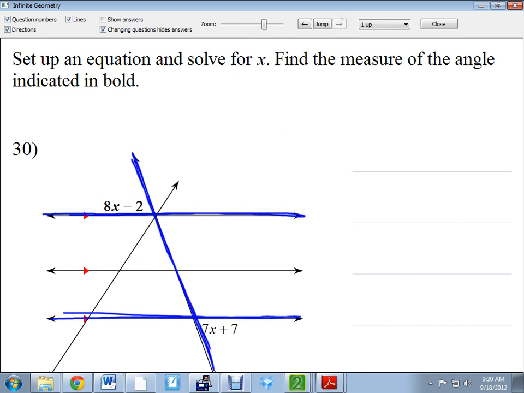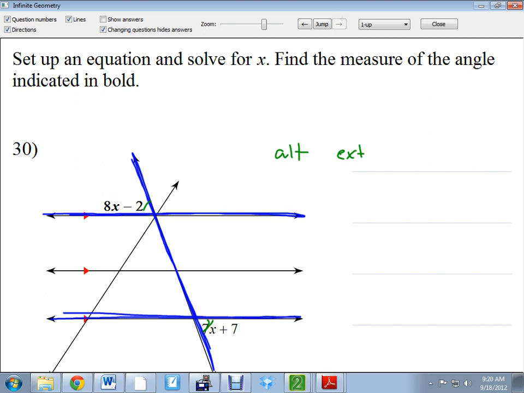Now you can see once you highlight it that these angles right here, the 8x minus 2 and the 7x plus 7, are on opposite sides of the transversal, so they are alternate. And they're on the outside of the two parallel lines, so they are exterior. Now the only two possible relationships that could exist are they are either supplementary, like the one we just had, or they are congruent, which means they are equal.